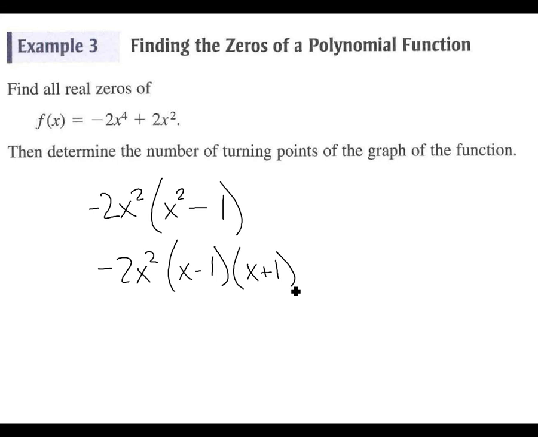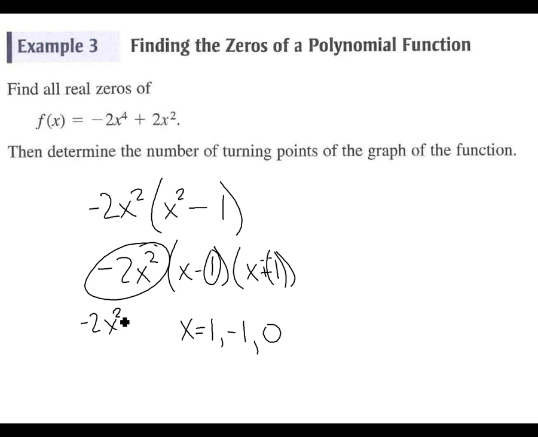And so we have a couple of zeros in here. We've got 1. We've got, remember this is minus negative 1, so we've got negative 1, so x equals 1, negative 1. And from in here, that's going to be just 0, because we could say negative 2x squared equals 0. Solve for x. We only have 3 zeros. Is that okay? Yep, we can have 4 at the most, so 3 is okay.